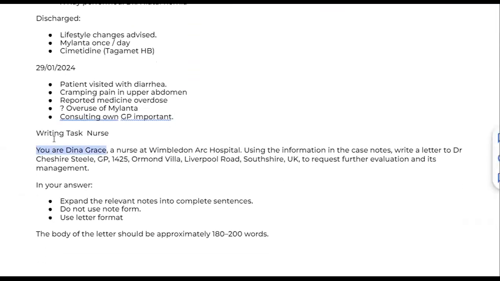You are Dina Grace, a nurse at Wimbledon Arc Hospital. Using the information in the case notes, write a letter to Dr. Cheshire Steele. Oh, where is it?